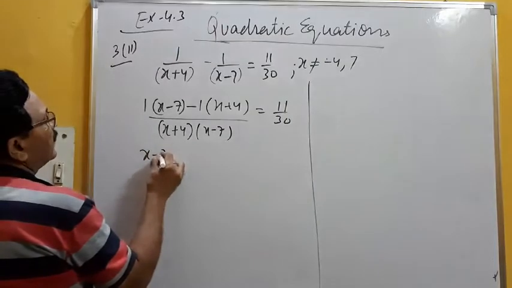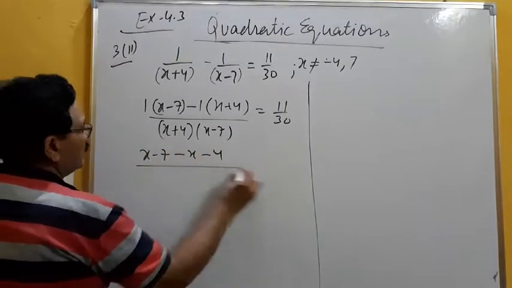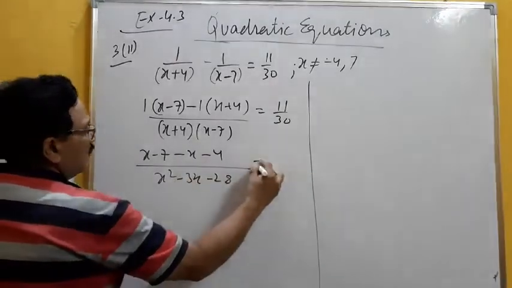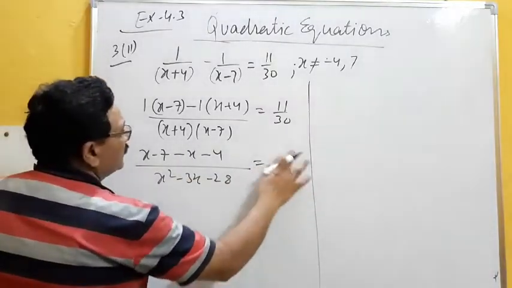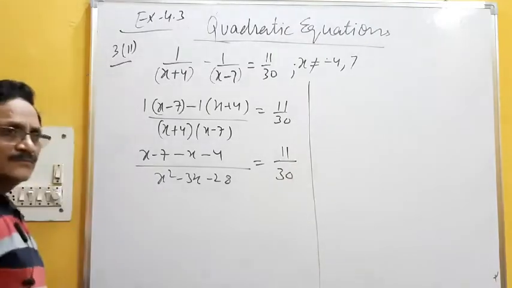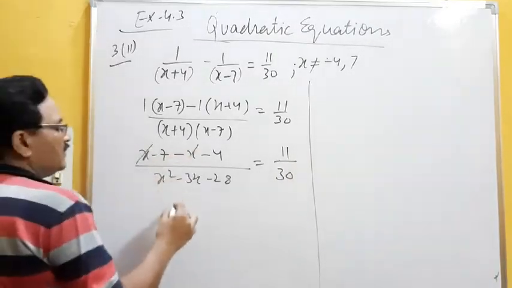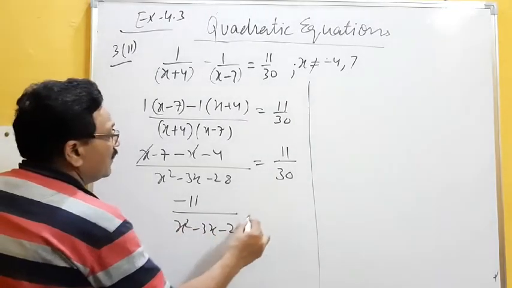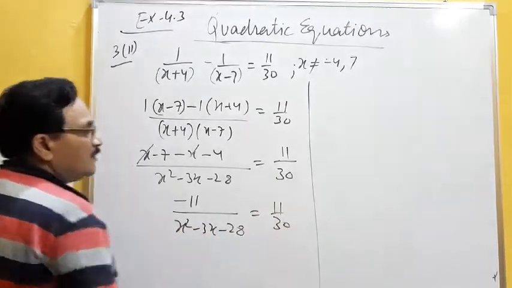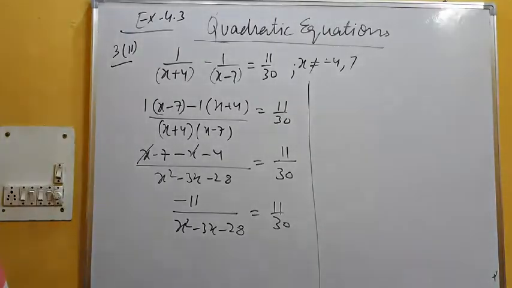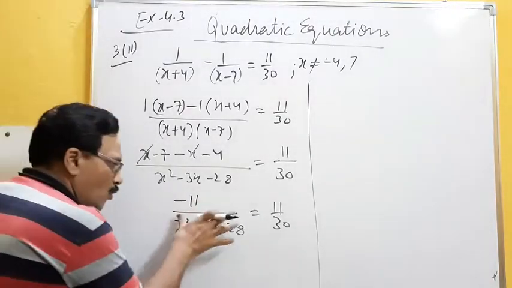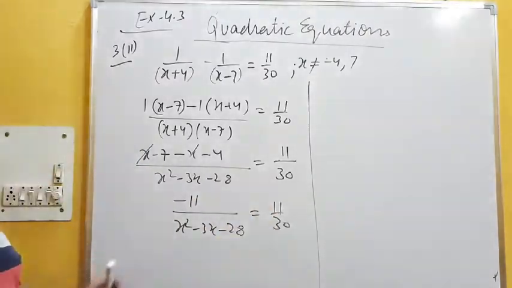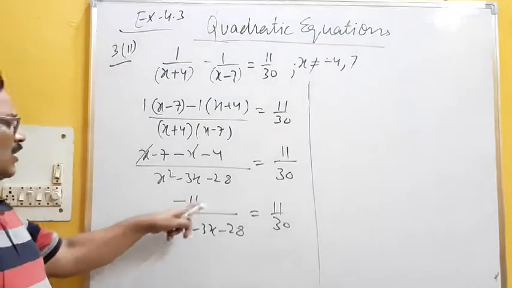Solve (x − 7)(x − 4). When you solve it, you get x² − 3x − 28 = 11/30. So the +x and −x cancel. After solving the whole denominator part, these two numbers are the same, only the plus and minus differ, so we can cancel them.